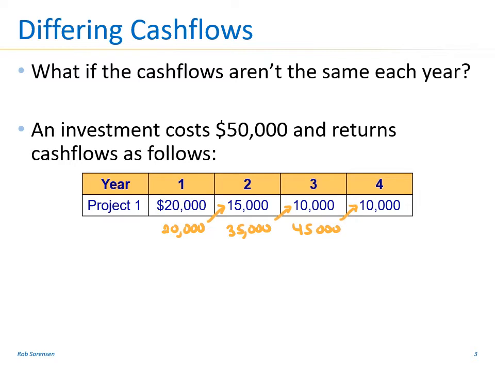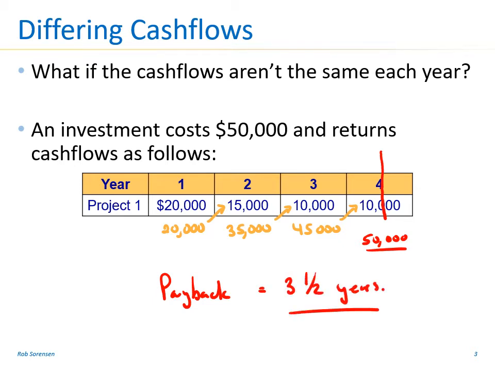So I'm not quite at my 50 yet, but look, in the fourth year, I make 10,000. I only need 5. So I can stop halfway through this year and just take 5 more to get to my total that I'm aiming for at 50,000. So my payback period in this case is going to be 3.5 years. So when you get uneven cash flows like that, you can still do it fairly quickly and easily. Just lay them out so you can work your way through them.